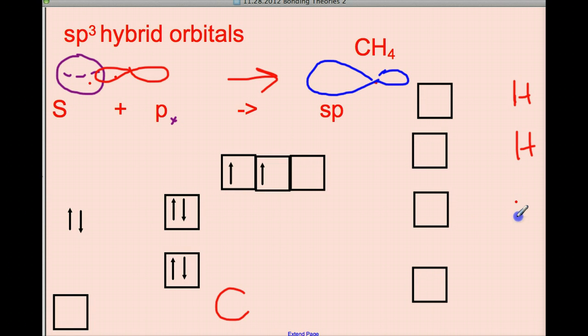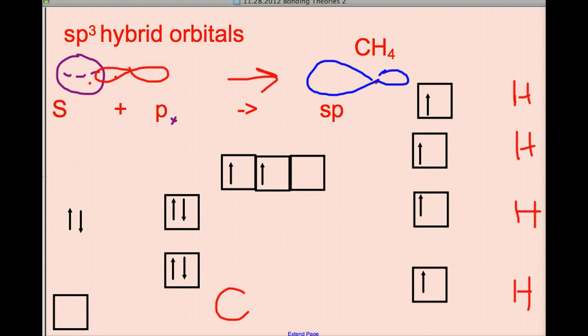So once again, these are our 4 H's, and each H has 1 electron. So what I'm going to do is put one of these electrons in each one. So here's an up, here's an up, here's another up, and the final up right here. So just watch and see what happens as of right now.